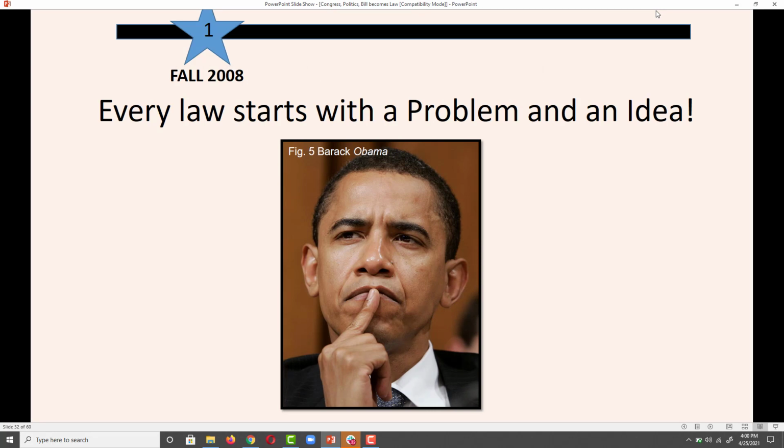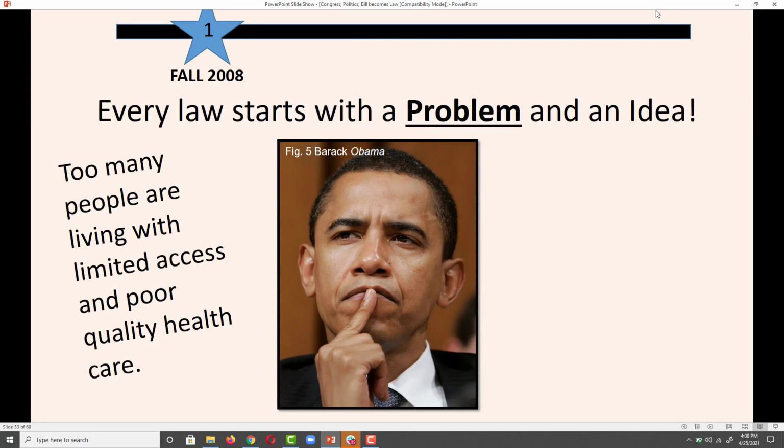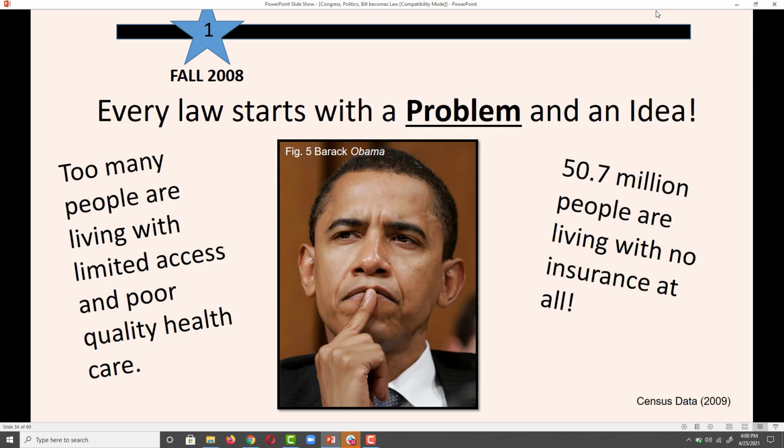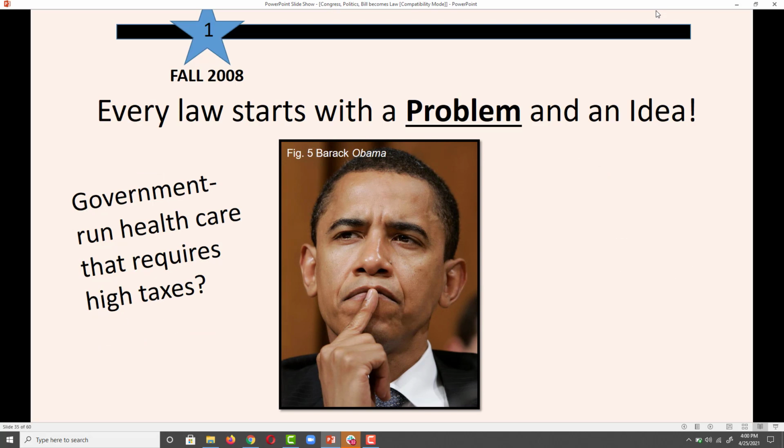Every law starts again with a problem and an idea. Well, what's the problem here? Too many people living with limited access and poor quality health care. Two problems there, right? Accessibility and quality. 50.7 million people are with no insurance at all in the United States. These are huge problems. More problems.